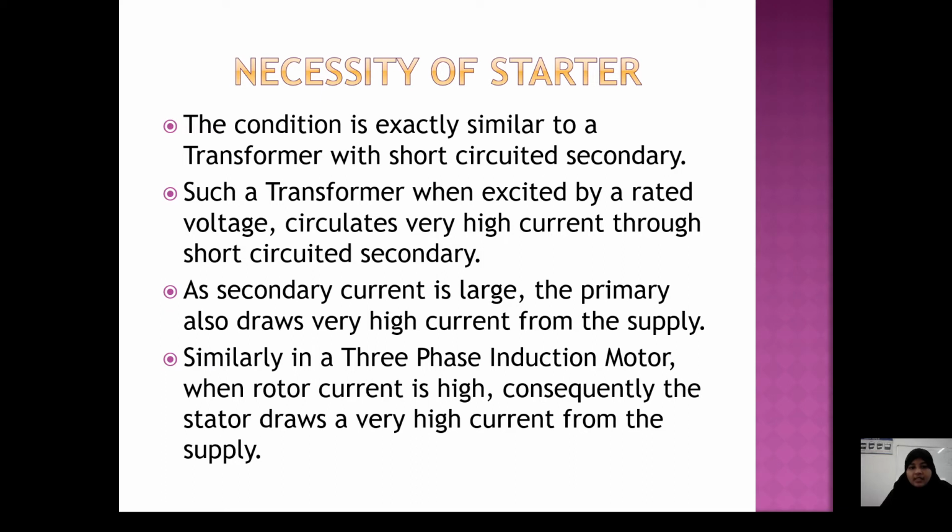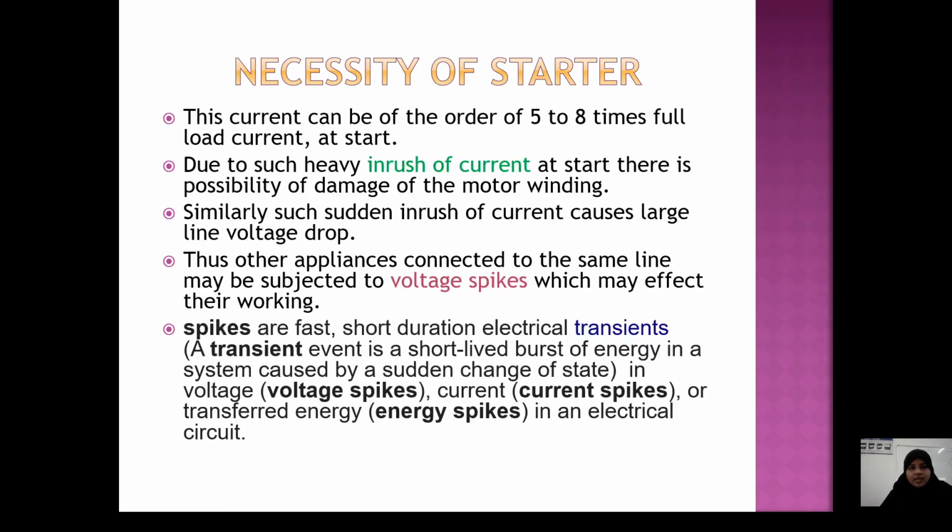Similarly in a three-phase induction motor, when the rotor current is high, consequently the stator will draw very high current from the supply. This current can be of the order of 5 to 8 times the full load current at start. Because of this heavy inrush current at start, there is a possibility of damage to the motor winding. Similarly, sudden inrush of current causes voltage drop, so other appliances connected to the same line may be subjected to voltage spikes which may affect their working. What are these spikes?